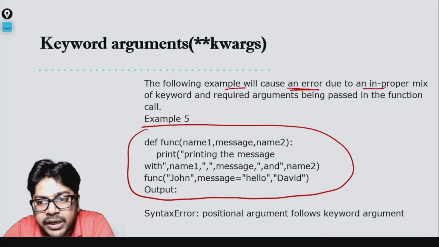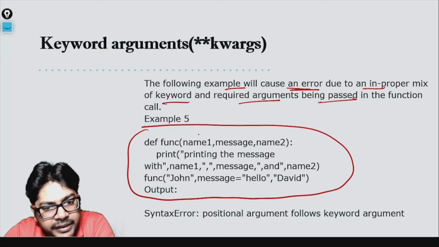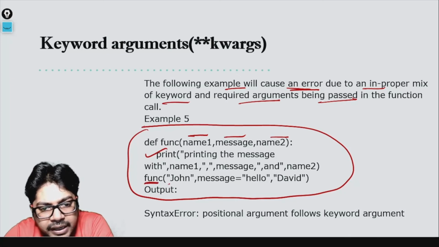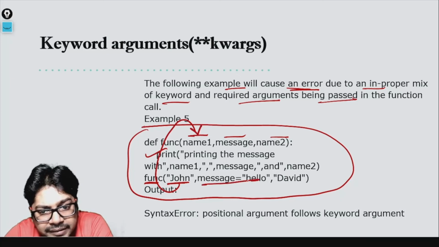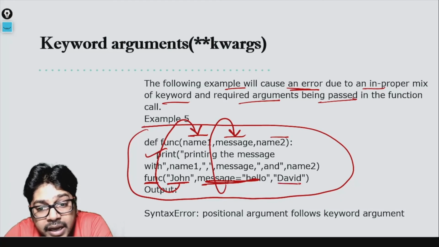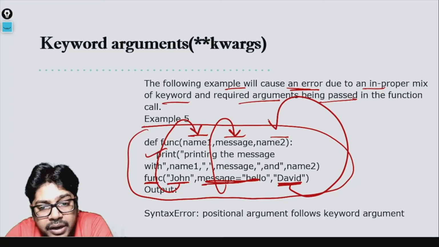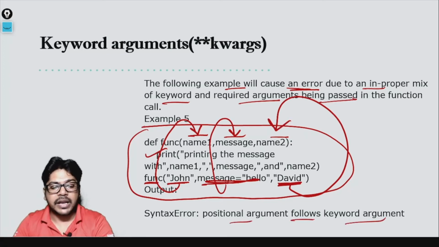Why? Due to an improper mix of keyword and required arguments being passed into the function. Same function, name1, message, name2, doing the same thing, printing. But see, when calling the function, we are writing name John. This is just a required argument, so John will be copied to name1. Then we are using message is equal to hello. It is a keyword argument, so message will be copied. Then we are writing a required argument without using a keyword, and this is going to give you an error that positional argument follows keyword argument. This is the error you will get.